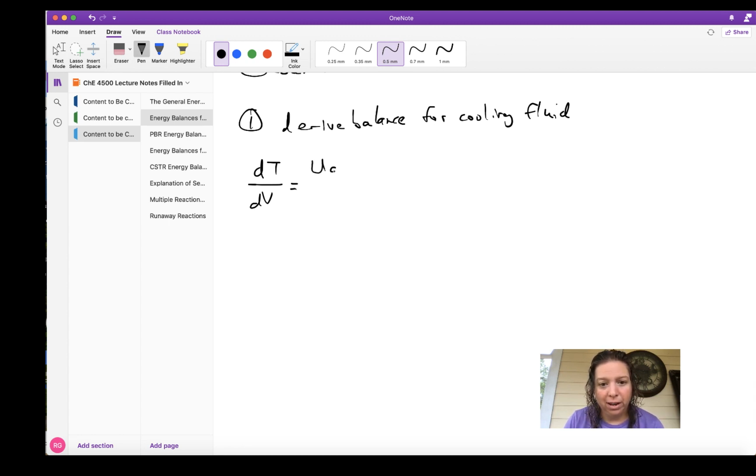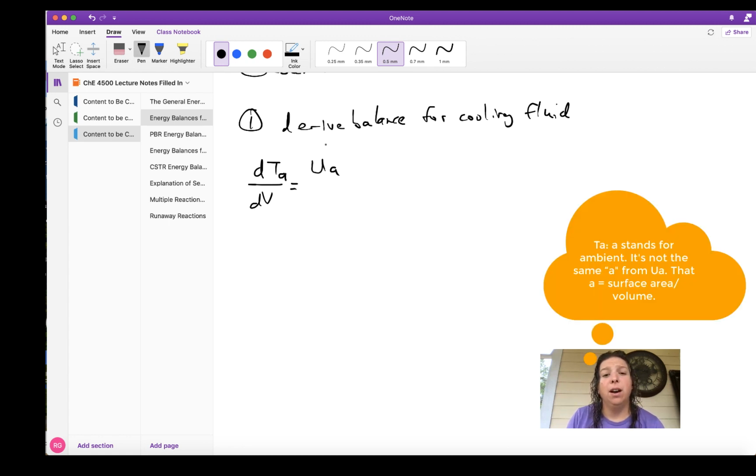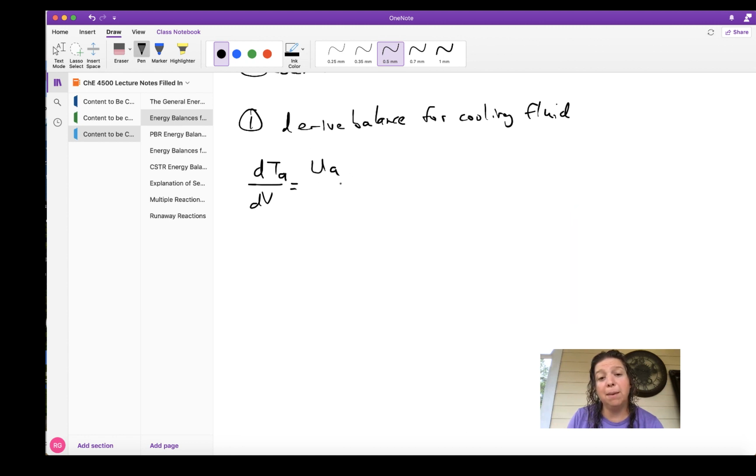So we have our UA term. This is the same U term as in the last case, and our A term is the same A term as in the last case. If you're writing a balance on the reactor fluid, the overall heat transfer coefficient and area that you use are the same that you will use when you write the balance on the temperature of the reactor. Notice that I added this a here. We are denoting the temperature of the cooling fluid TA. The lowercase a stands for ambient. That's why that symbol is used.